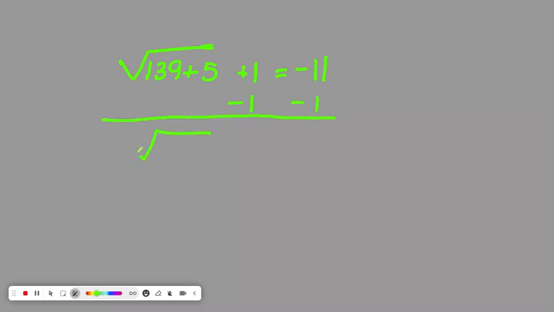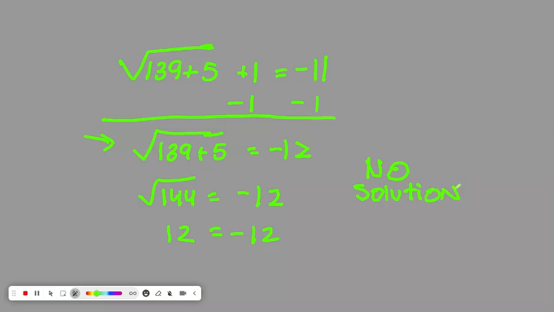Now we have the square root of 139 plus 5 equals negative 12. And if we add this, we're going to get the square root of 144 equals negative 12. And you can see the problem already, because the square root of 144 is 12, and 12 cannot equal negative 12. So even though the math is right, the solution is wrong. So you would get your credit, but make sure you say no solution. And that happens in math. There are no solutions. So we'll continue with our radicals in the next video.